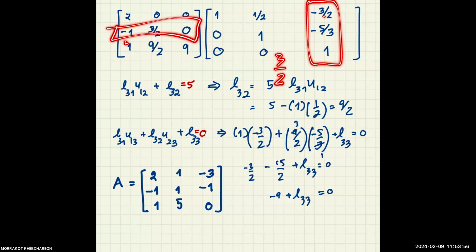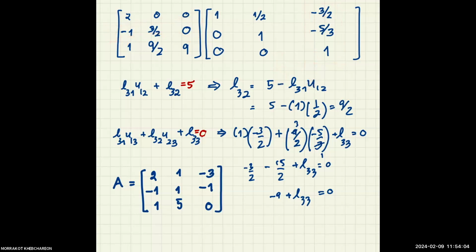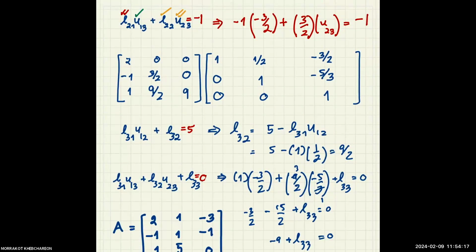3/2 minus 5/2, right? Yeah. Minus 5/2 because it's 3/2 multiplied by minus 5/3. So you get minus 2. So minus 2 plus 1 is minus 1. Okay. This time this is 1.